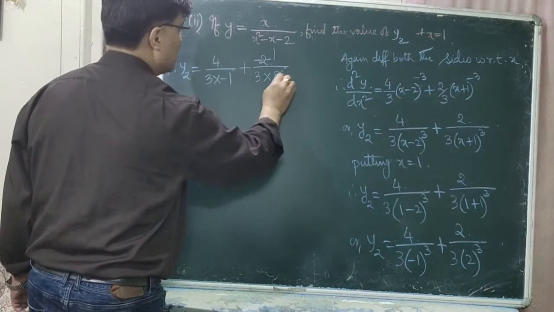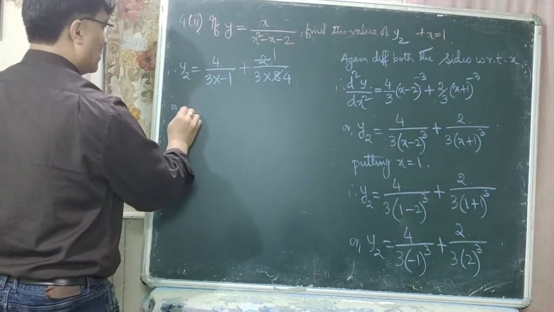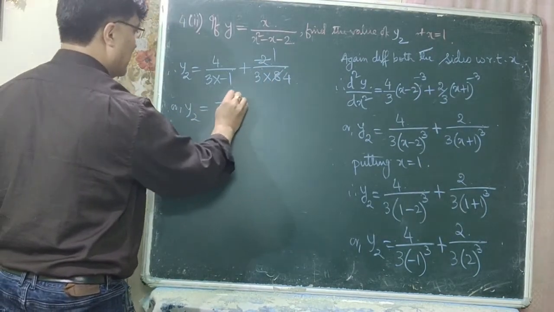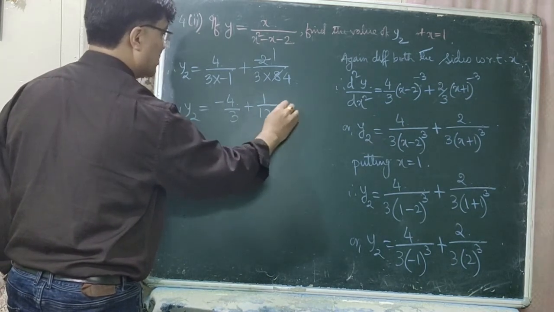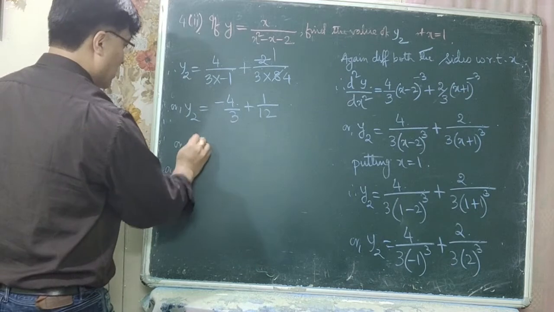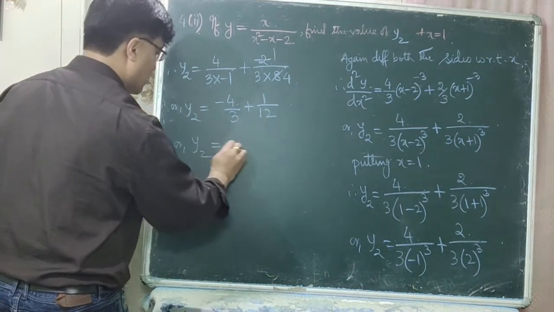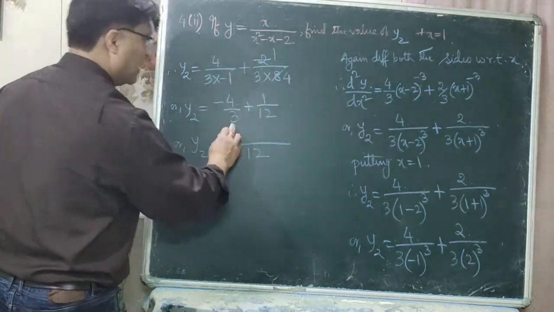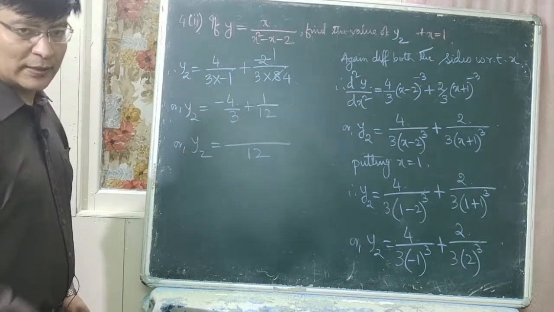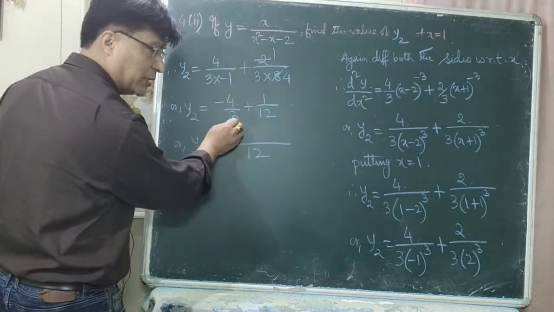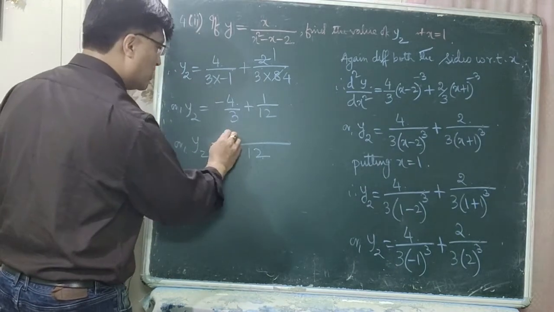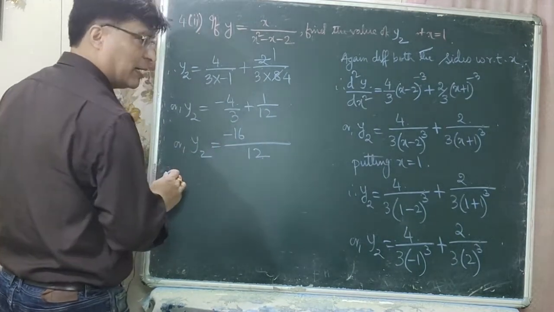So 2 1s are 2, 2 4s are 8. Or y2 is equal to minus 4 by 3 plus 1 by 4, 3 4s are 12. Or now let's simplify it. y2 is equal to, what's the LCM? 3 and 12, LCM is 12. So this LCM is divided by 3, that is 3 4s are 12. 4 into minus 4 is minus 16, right?